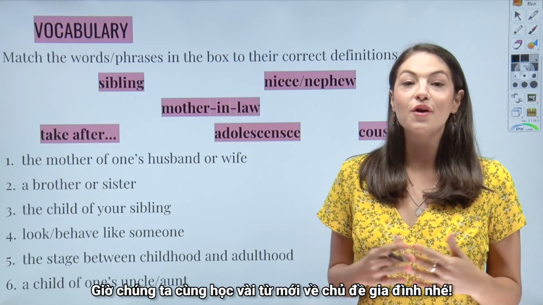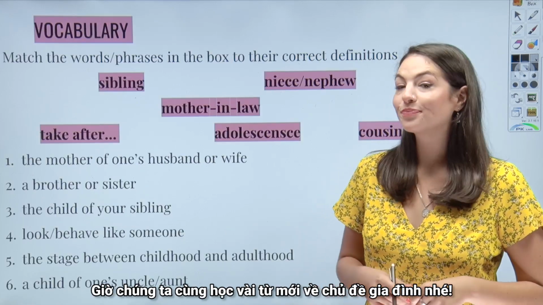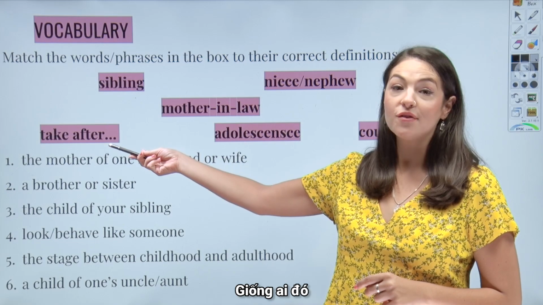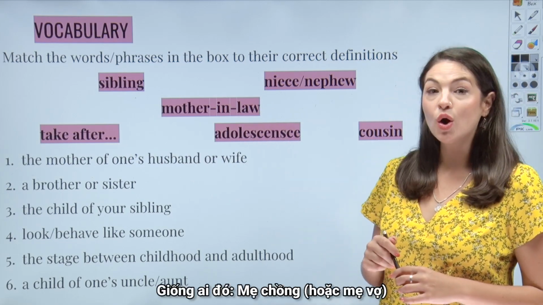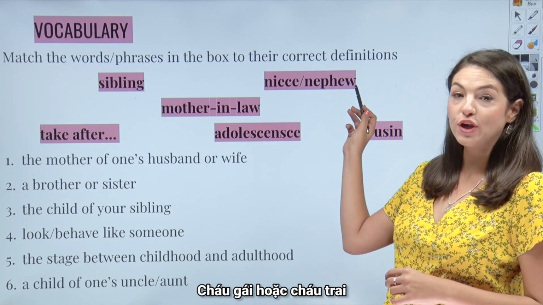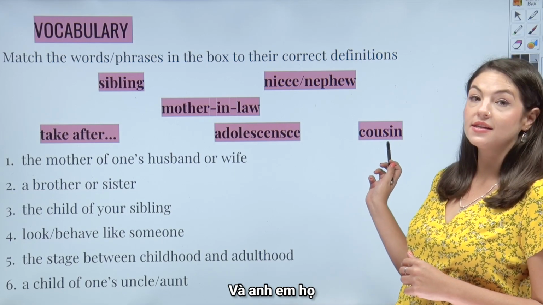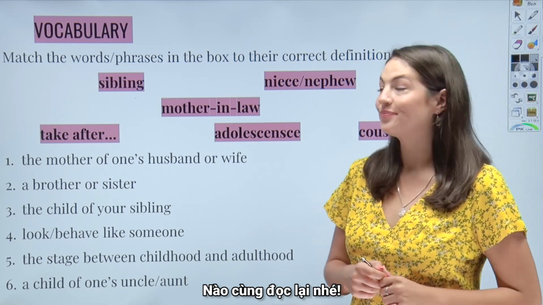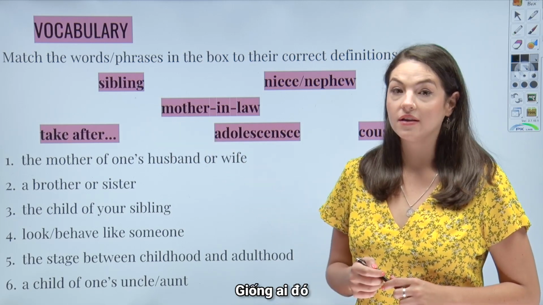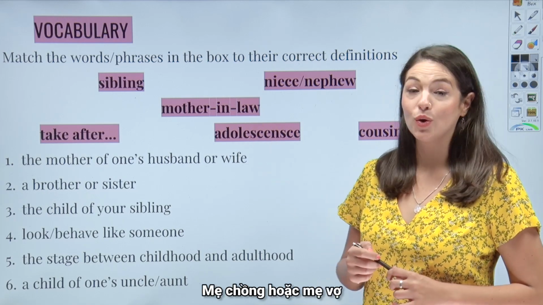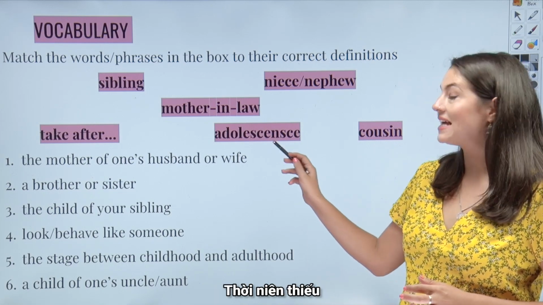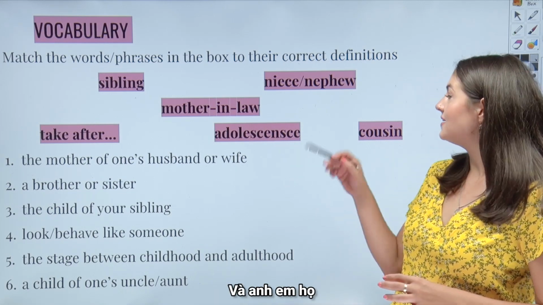Now it's time to learn some vocabulary about the family. Here we have sibling, take after, mother-in-law, adolescence, niece or nephew, and cousin. Let's read them again. Sibling, take after, mother-in-law, niece or nephew, adolescence, and cousin.